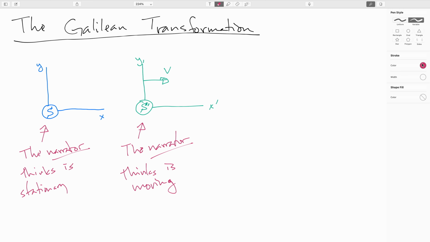So now let's imagine that some firecracker goes off. Let's say right here. So the two observers will record different values for the position. S will say the firecracker went off at location X, Y, Z. And S prime would say that it happened at X prime, Y prime, Z prime.